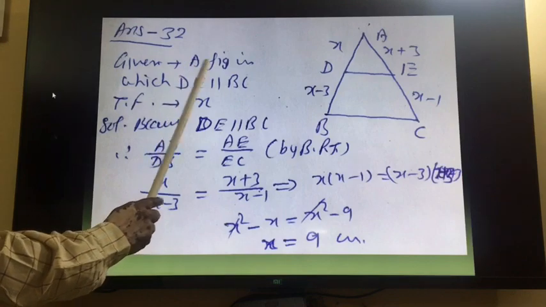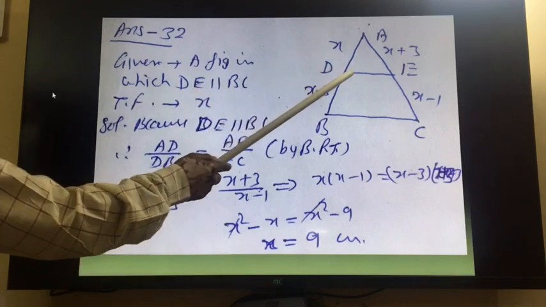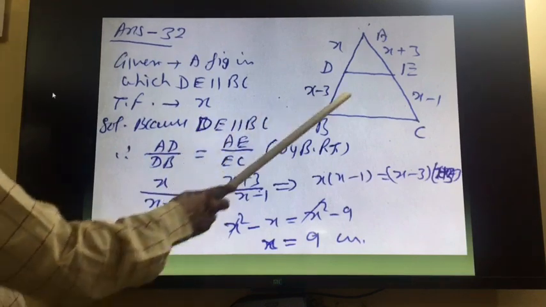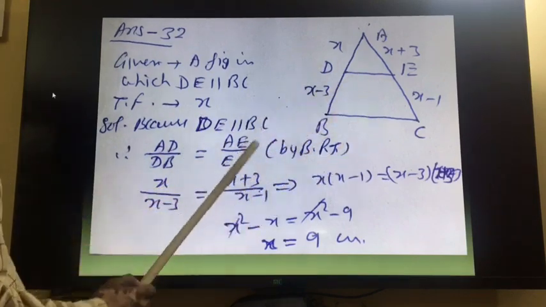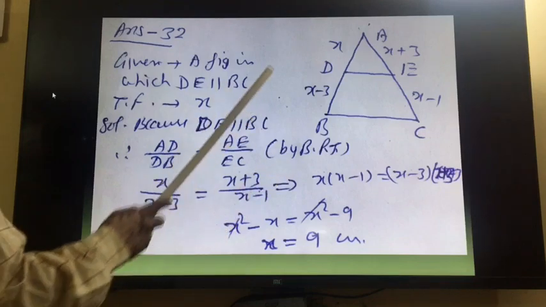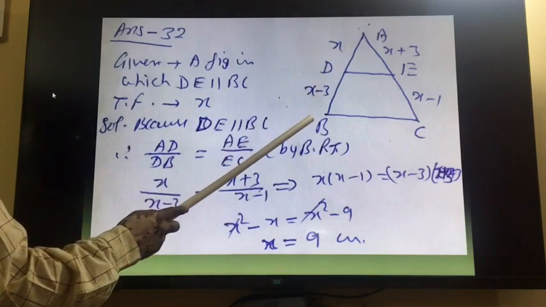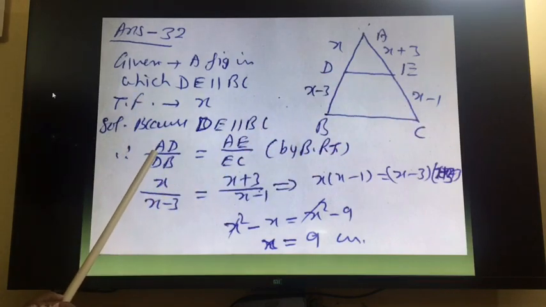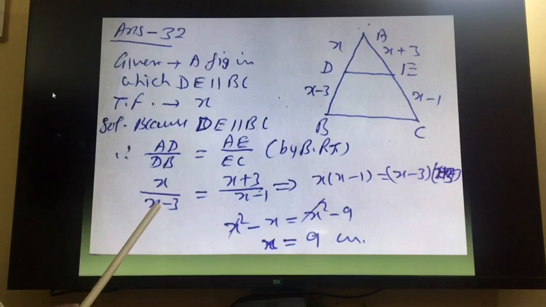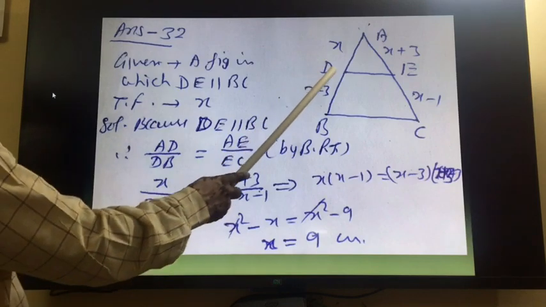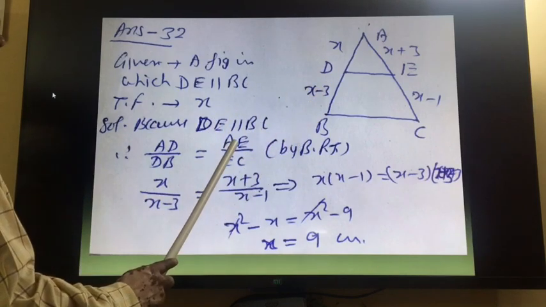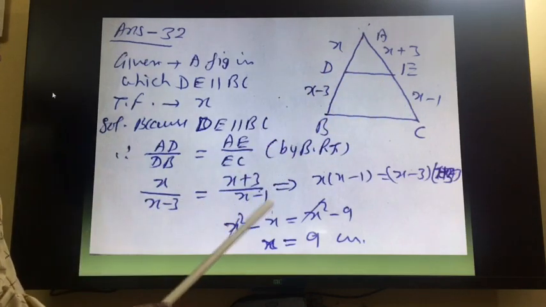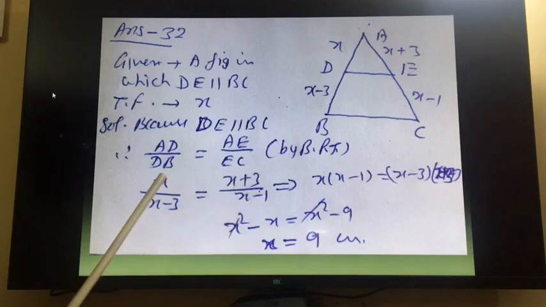So what is given? A figure in which DE line is parallel to BC. We have to find out the value of x. Because DE line is parallel to BC, we can apply BPT theorem. According to BPT theorem, AD upon DB is equal to AE upon EC. Right? Now put the values. AD is equal to x upon DB is equal to x minus 3, is equal to AE is equal to x plus 3 and EC is equal to x minus 1. Substitute these values and do the cross multiplication.